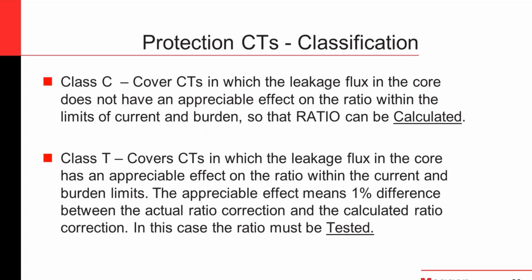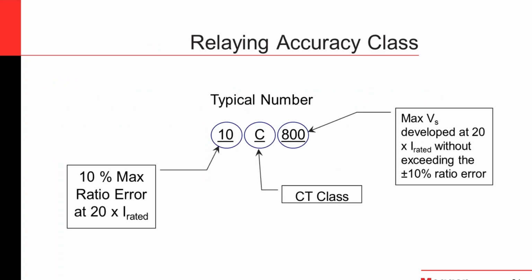But on a class T type, the magnetizing current or the leakage flux in the core is appreciable. So you can have a 1% ratio difference between the actual ratio and the calculated ratio. So a class T type CT has to be tested for the CT ratio.